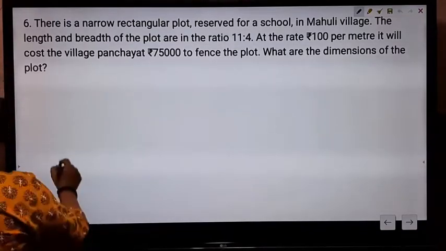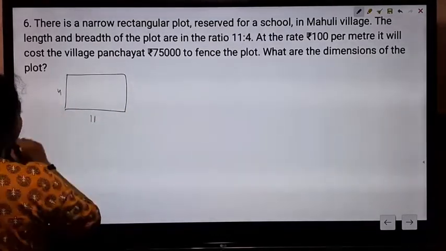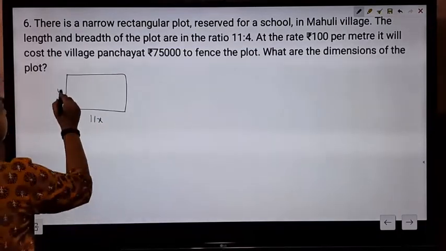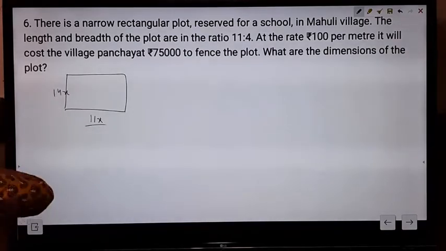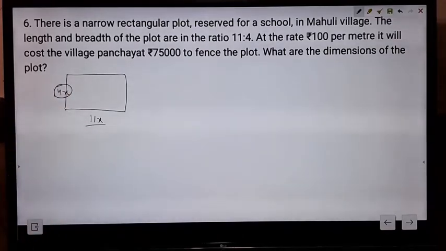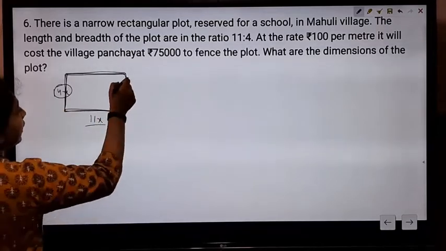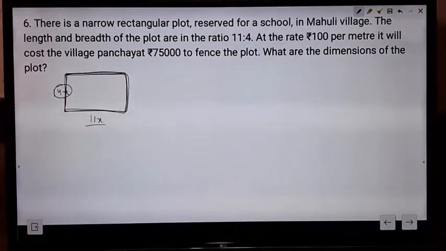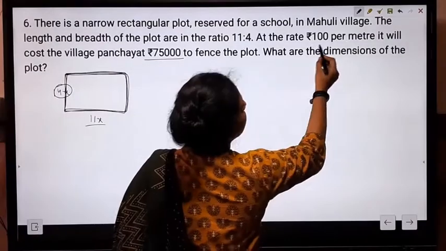This means we have a rectangular plot. The length and breadth are in the ratio 11:4. That means we can consider the length as 11x and the breadth as 4x. Next, it has been told that we need to fence the plot. When we are fencing the plot, that means we are applying some wire or mesh around its boundary. That means the perimeter is to be calculated, and for that, the cost is 75,000 at the rate of 100 rupees per meter.